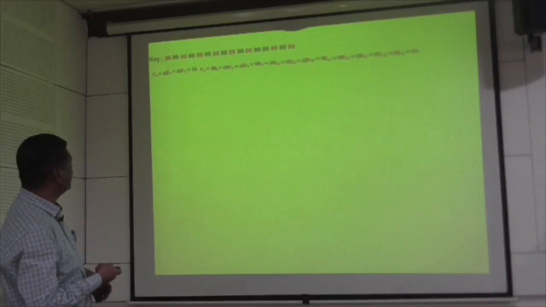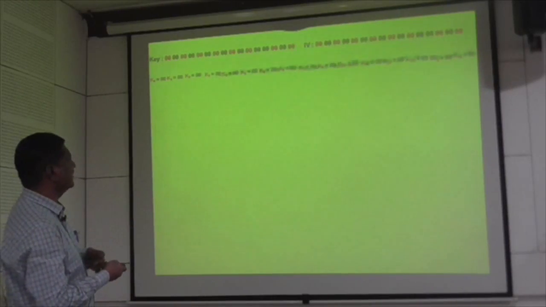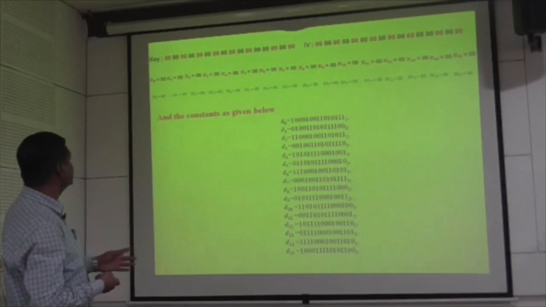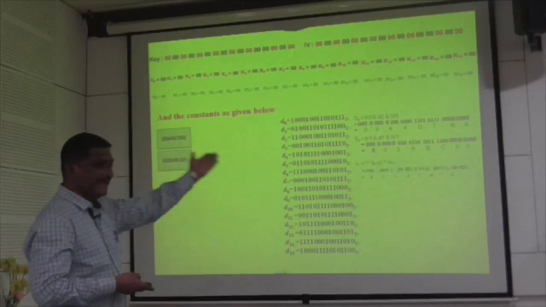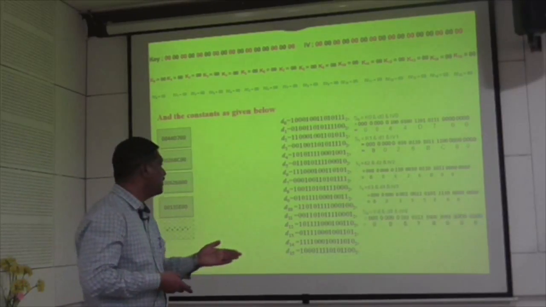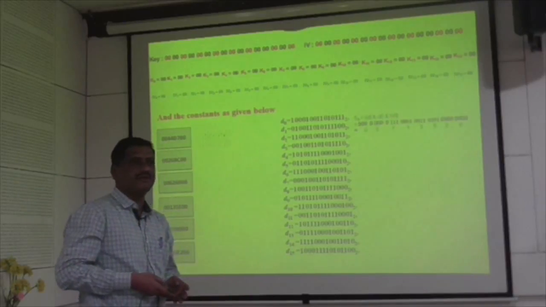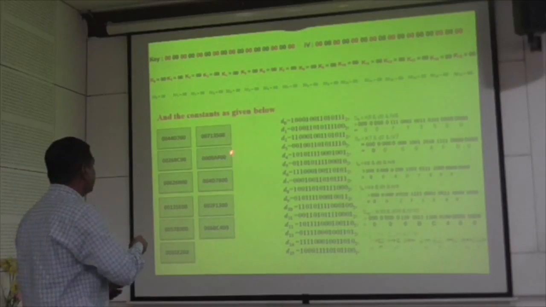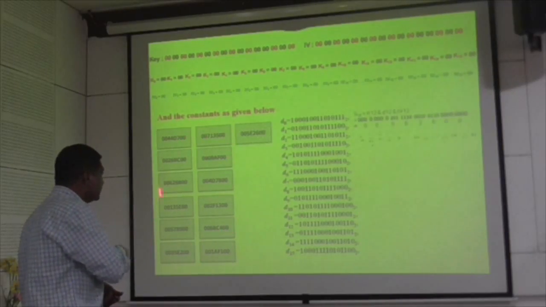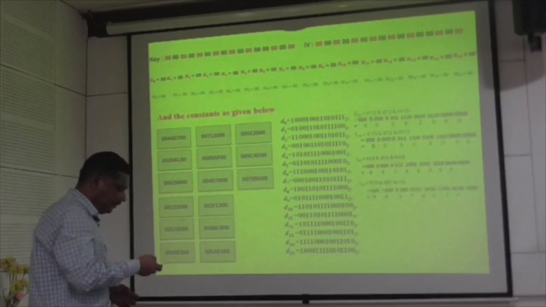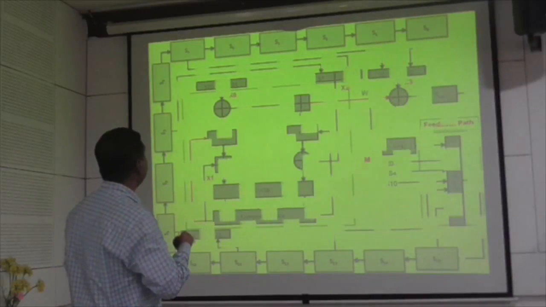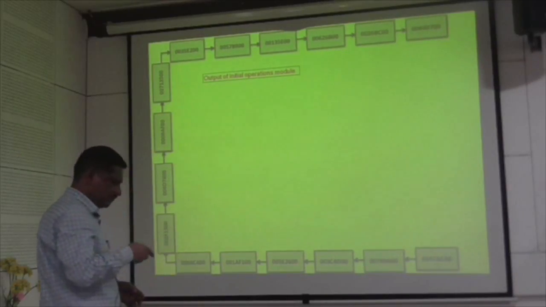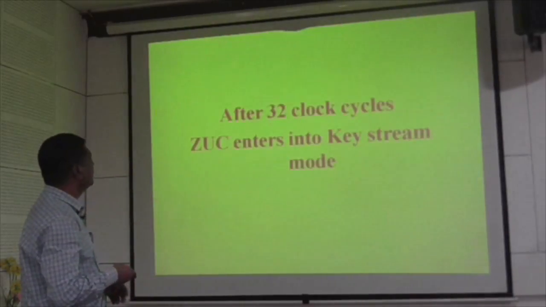Again, here we have the key, and the key is divided into so many parts. Then we have the IV, that is the initialization vector. Then some constant is there. Then in this particular case, we calculate the initial values required to be loaded into the LFSR, that is the linear feedback shift registers. After this calculation, because we are doing this calculation in hardware also, these calculated values are loaded into the LFSR, and then finally it will run.